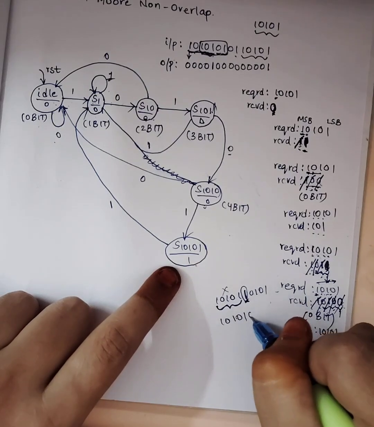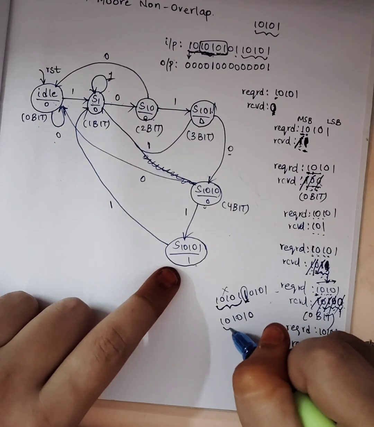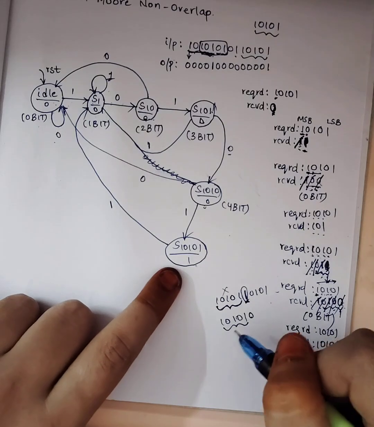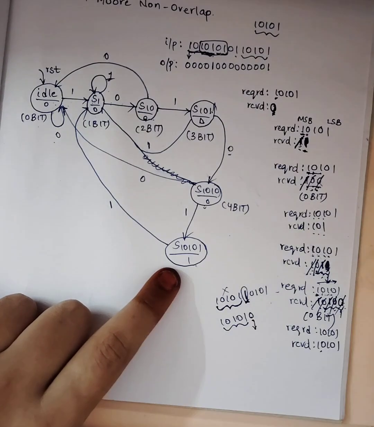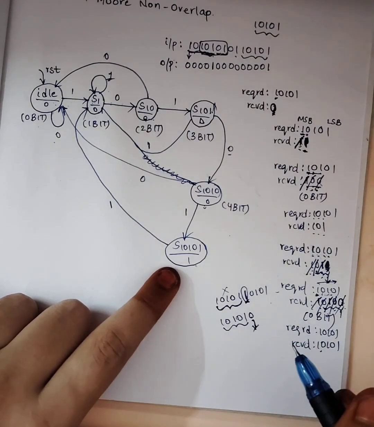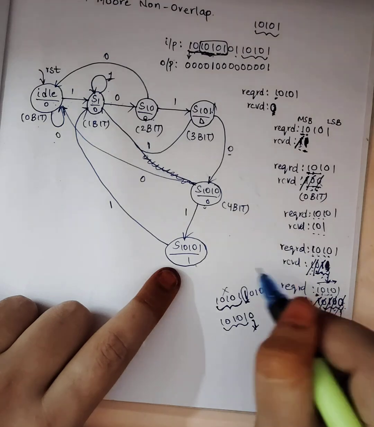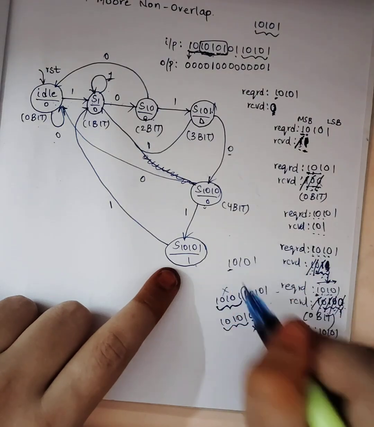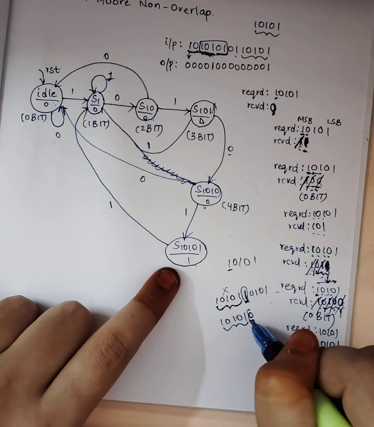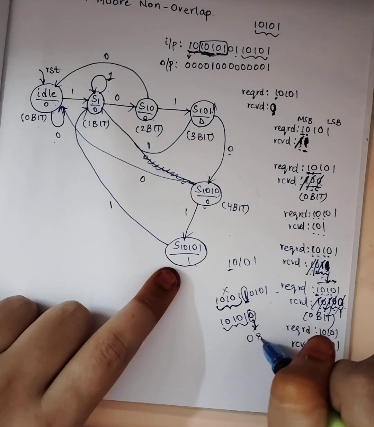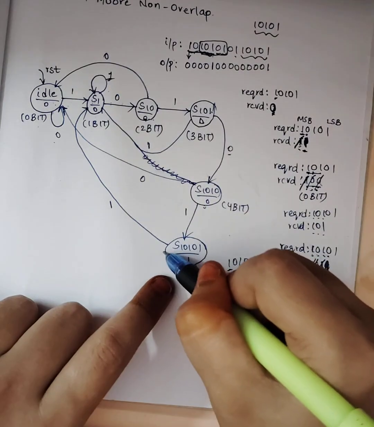Instead of this one, what if we receive 0? These 5 bits can't be used because it is non-overlapping. Any of the bits can't be used. With this 0, we can't make any sequence, right? Because 1 0 1 0 1 is starting with 1, whereas this bit is starting with 0. So we can't make any sequence. This will be 0-bit match state, where we already have that state.